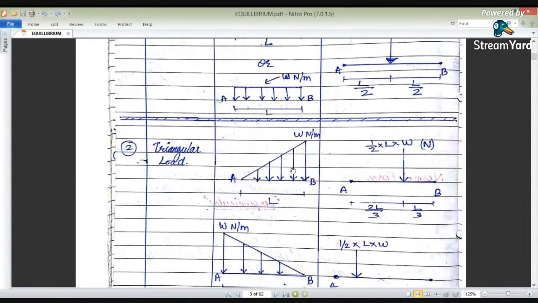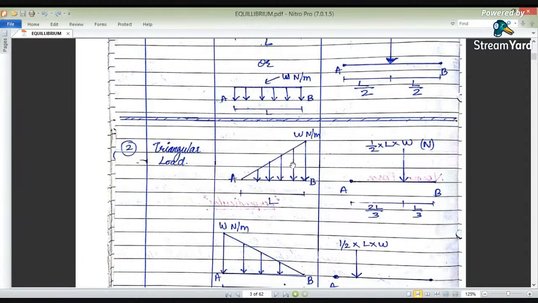Again, triangular loading is also important because in some cases triangular loading is given. Here, at point A the intensity is zero, whereas at point B it is maximum, W newtons per meter. This triangular loading, also called UVL, uniformly varying load, must be converted into a point load. Most important is to find the effect of this triangular load and where it is to be applied.